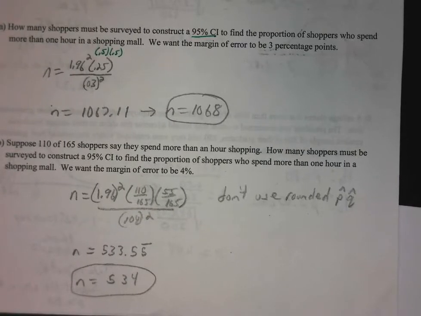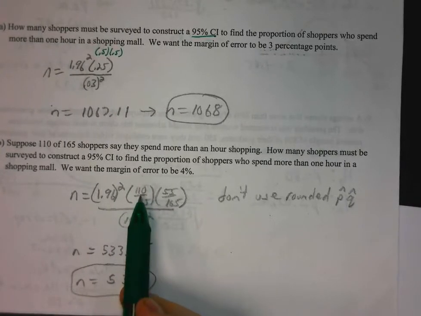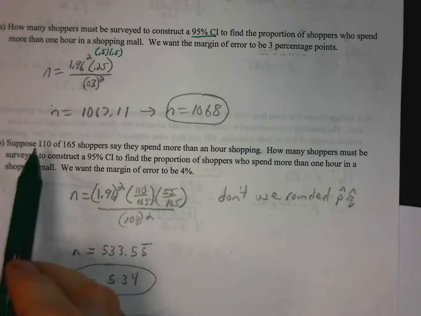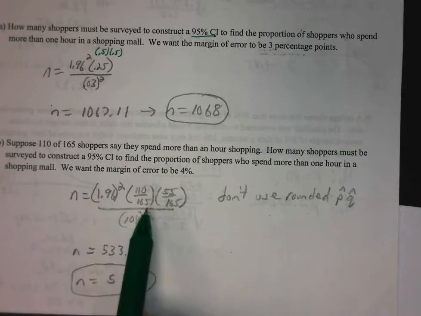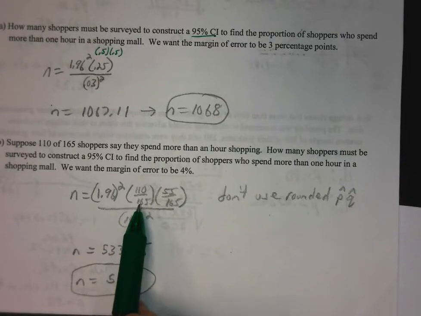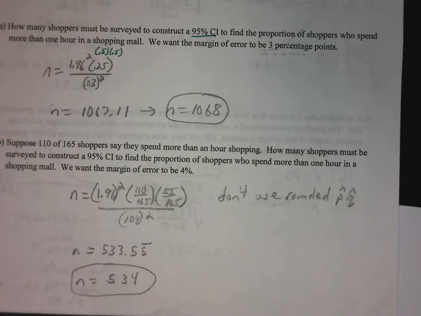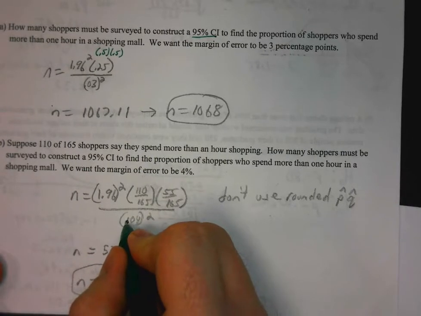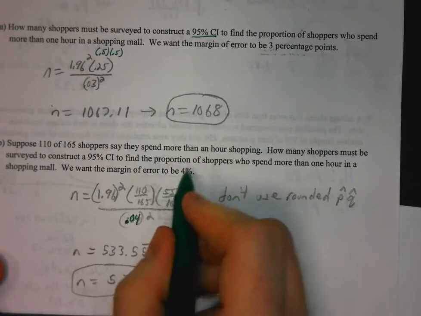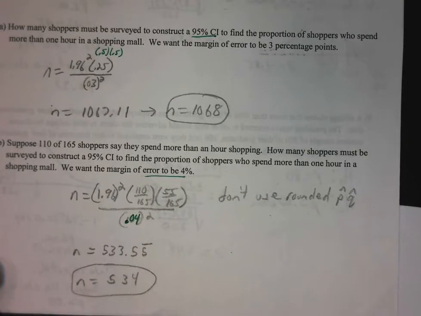The note I want to make on this one is that for p hat, I used 110 over 165, so 110 out of 165. I did not round that, because you'd get a decimal that you'd have to round. So leave them as fractions if appropriate, and don't use the rounded p hat and q hat. This is 0.04 in the denominator here because the error is to be 4%. Those problems are fairly straightforward and shouldn't be too bad.